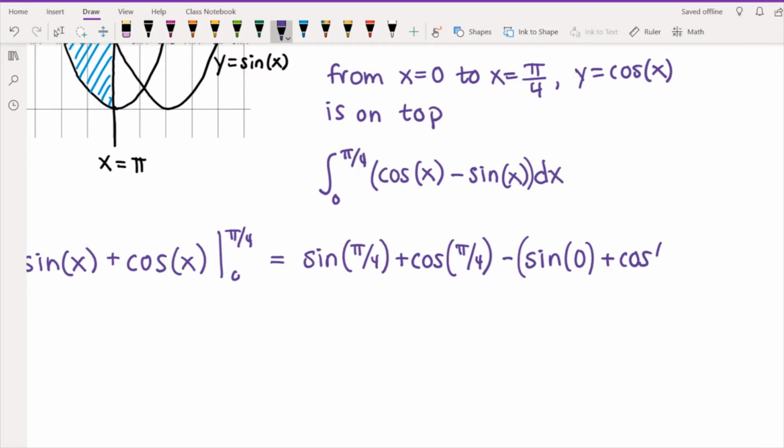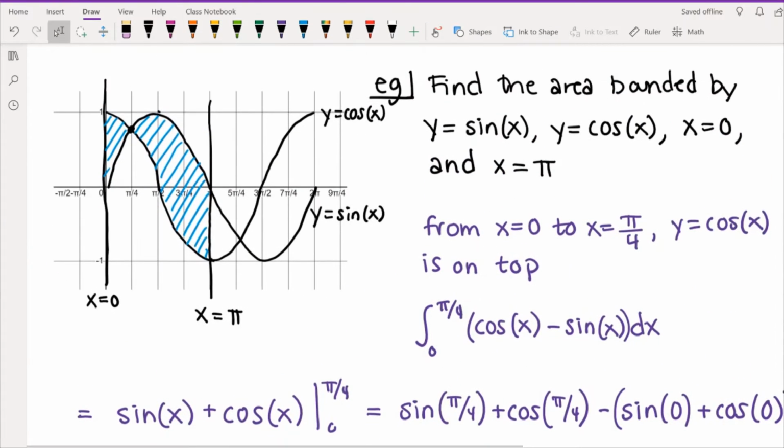plus cosine of 0. And so that's going to give us, so sine of pi over 4 is square root of 2 over 2. And then cosine, as we already discussed, sine and cosine of pi over 4 are the same. And then sine of 0 is 0, and cosine of 0 is 1. So we're subtracting 1. So altogether, this is going to give us square root of 2 over 2 plus another square root of 2 over 2, which altogether gives us square root of 2 minus 1. So basically what we just found here is this area here. So maybe I'll use some color coding here.